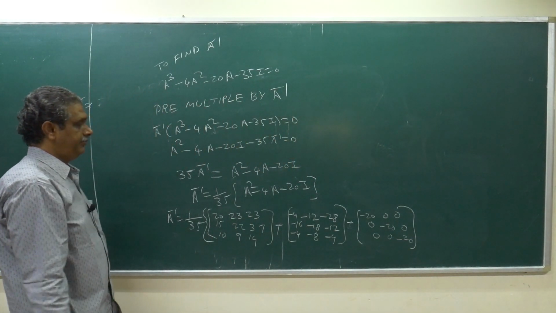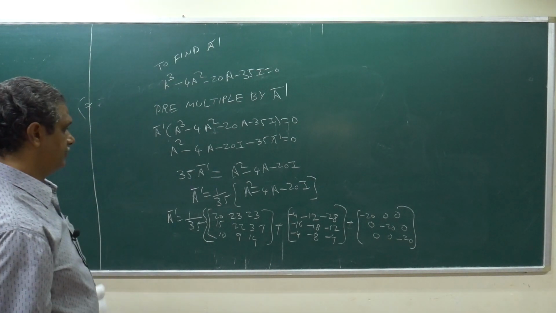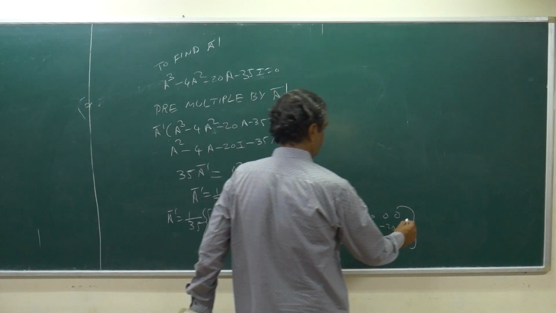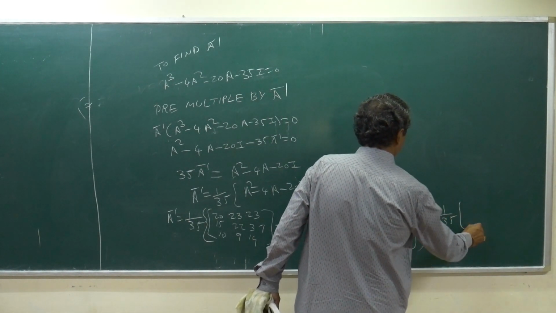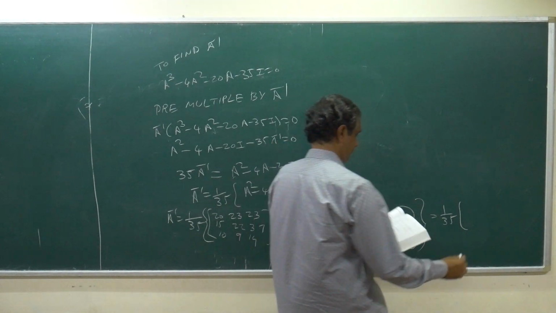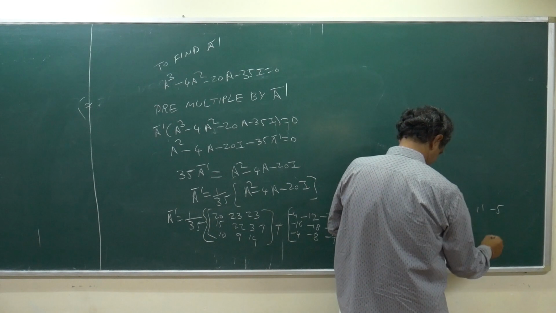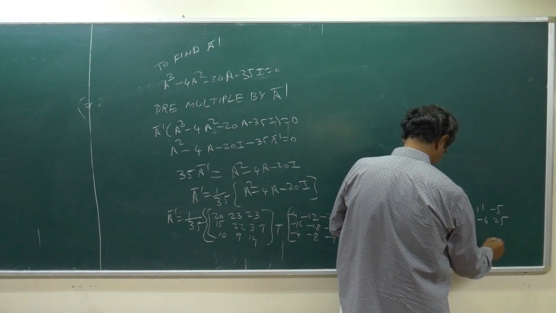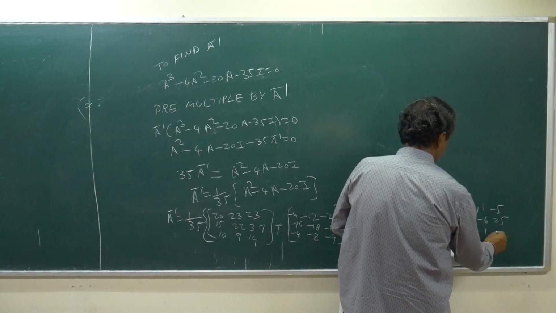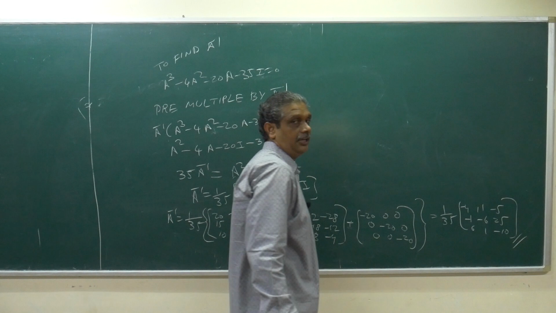So if we simplify means what? 20 minus 20 cancel, minus 4 is balance. So 1 by 35, what you will get? Minus 4, 11, minus 5, minus 1, minus 6, 25, 6, 1, minus 10. Again you can check. So this is the A inverse.